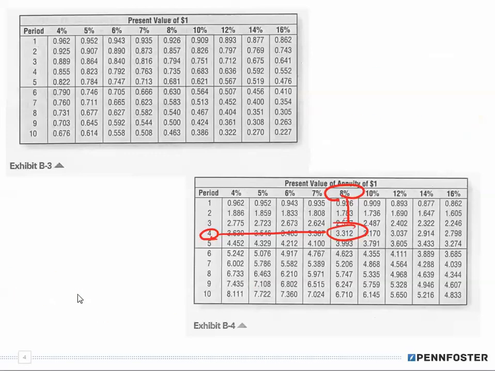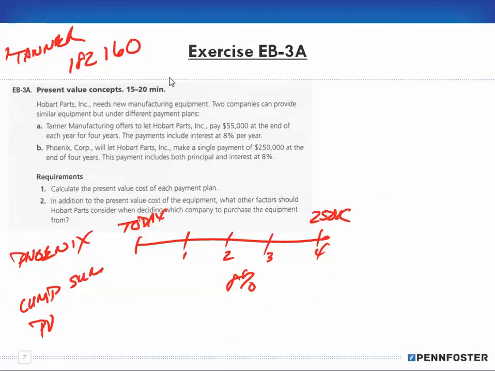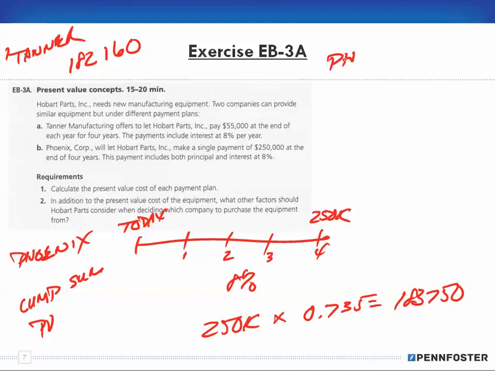So we come up here to the present value of a dollar table, and we look at 8% for 4 years, and we see that the factor is 0.735. So we take the 250,000 and we multiply it by 0.735, and we end up with $183,750. So for Phoenix, we end up with $183,750.